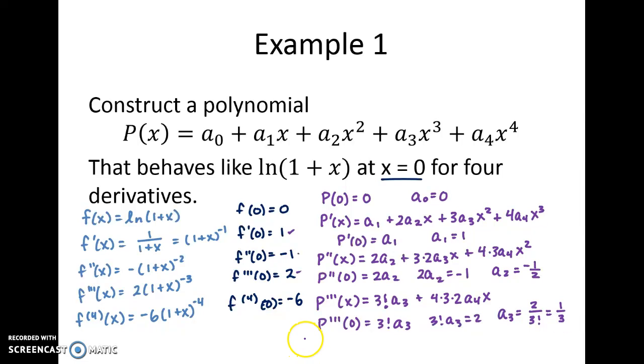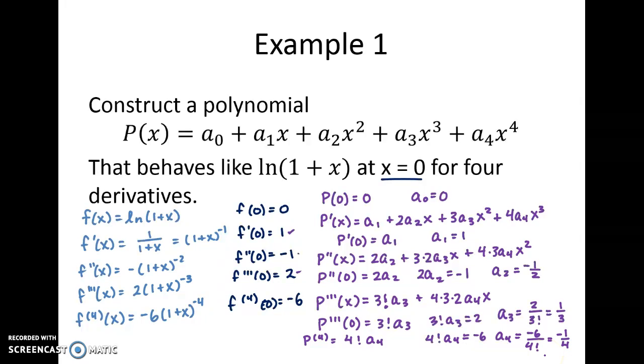All right, and then we'll do a fourth derivative. And our fourth derivative is going to be 4 factorial times a sub 4. So 4 factorial times a sub 4 has to equal negative 6, which means that a sub 4 is going to be negative 6 divided by 4 factorial, which actually works out to be negative 1/4, and you can do the math to check that.